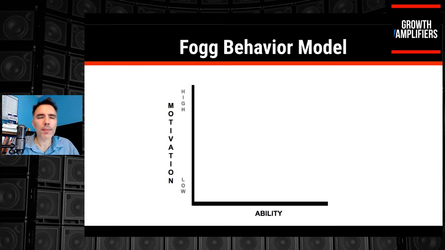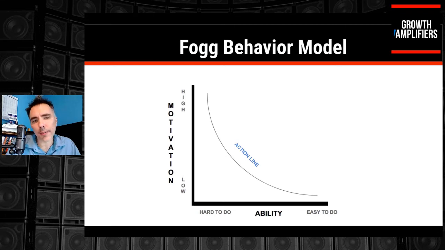On the vertical, up high, the elements on the high side of the vertical would mean you need more motivation in order to do these actions. And if on the low side, it would mean you need less motivation to do these actions. To the left, in the ability, this would be that these actions are hard to do, these behaviors are hard to do. And on the right, it would be these actions are easier to do. So in the middle, we have this action line.